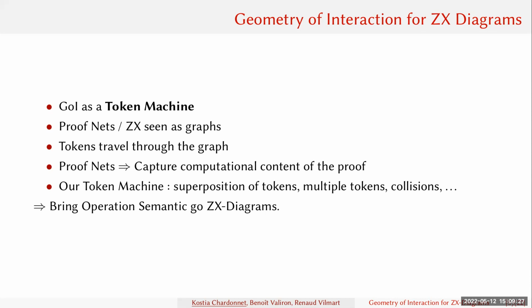A particularity is that in linear logic you have just one token that travels the graph, while since we are in a quantum world, we need tokens that are a bit more evolved. In particular, we need superposition of tokens. We can also have multiple tokens at different places in the graph, and therefore tokens can collide with one another. This is a particularity that does not happen directly in linear logic. So in some way, through this token machine, we can reintroduce linear algebra in the ZX diagram, but in a more controlled way.